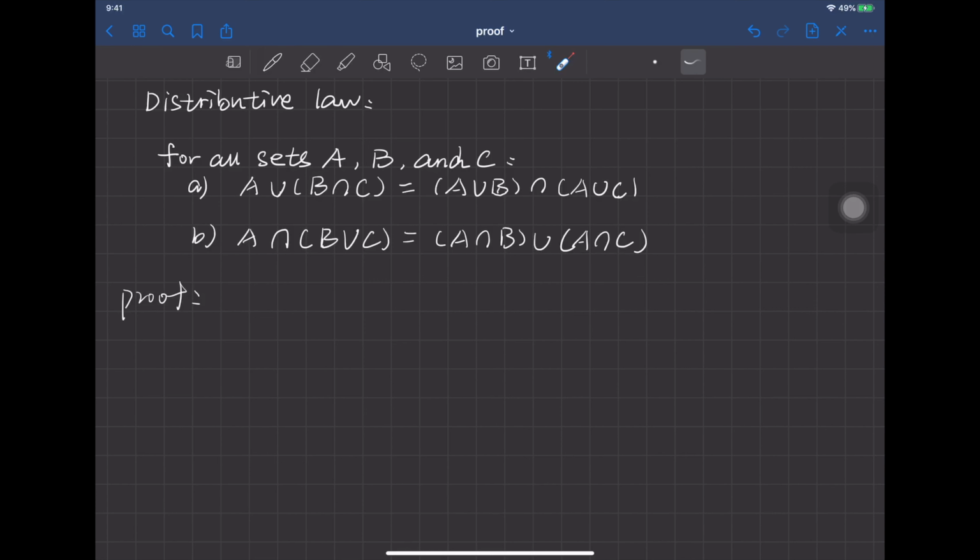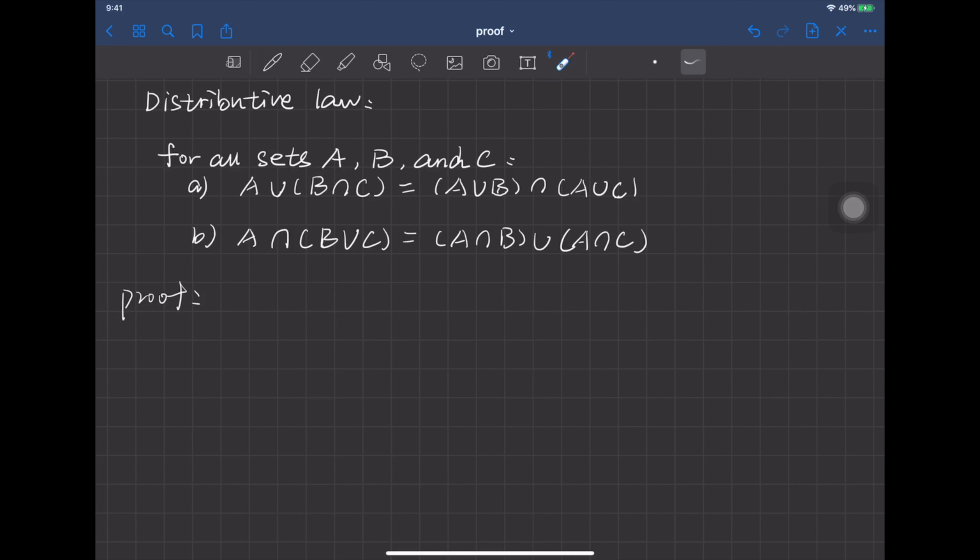The next one is, conversely, if we want to find the intersection of A and B union C, it really equals the intersection of A and B, union the intersection of A and C. I can give you some proof of the first one and leave the next one as an exercise.